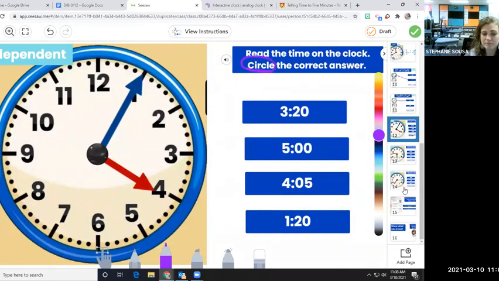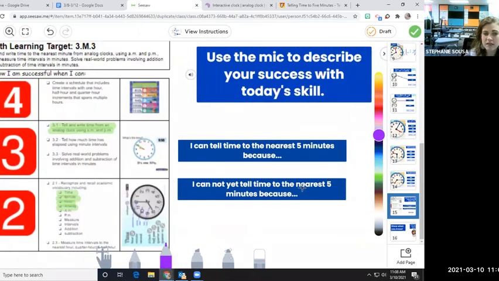On slides 12, 13, and 14, you are going to look at the clock and circle the correct time. On slide 15, you have your success criteria. Notice it says use the mic. Leah, do you see it? The mic. Yours is normally blank. Don't turn in blank success criteria. Use the mic to describe your success with today's skill. Here's a sentence stem. I can tell time to the nearest 5 minutes because, finish the sentence.